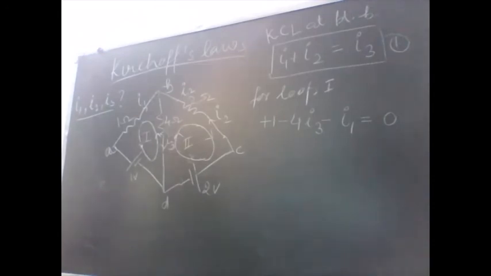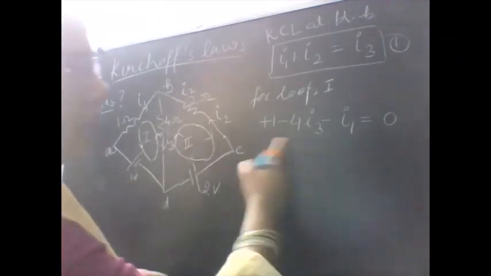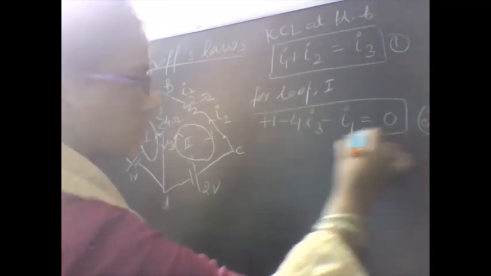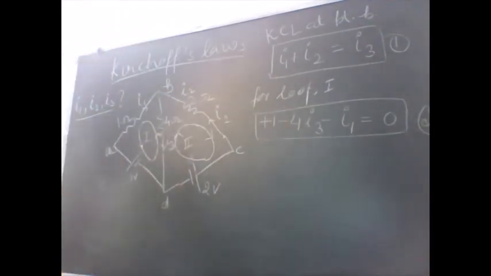This is what the KVL is: the algebraic sum of the EMFs offered by the cell, and the sum of the potential differences across all the resistances should be 0, provided we use the sign convention. So this is my equation number 2.